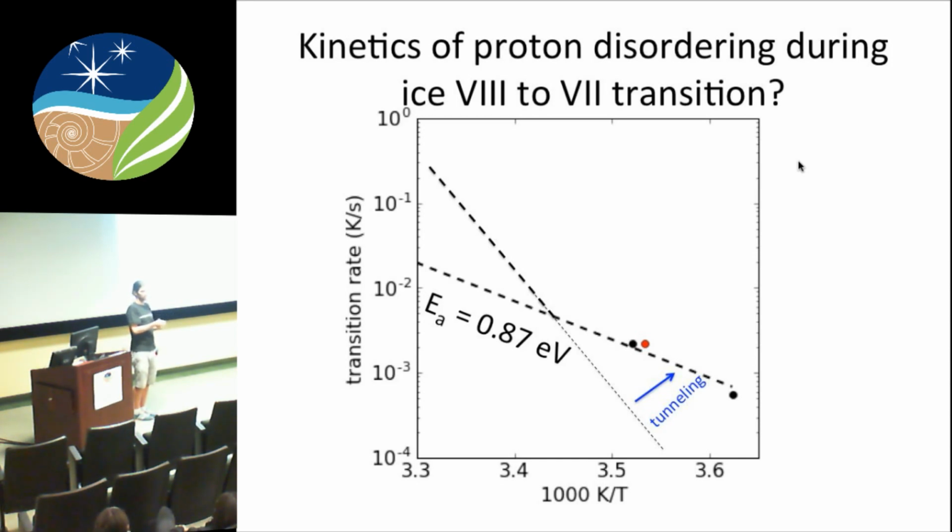So there could be more exotic things, like the protons, the hydrogen atoms, can tunnel over energy barriers. And with tunneling, we expect a change in slope. At low temperatures, it doesn't matter. The protons will just tunnel. They don't need the thermal energy.